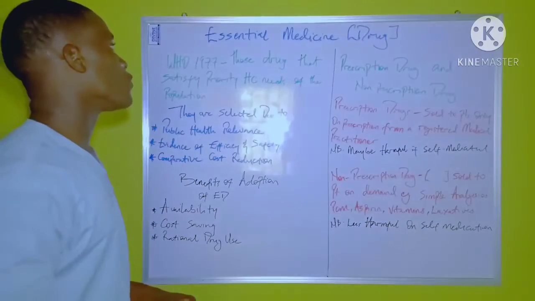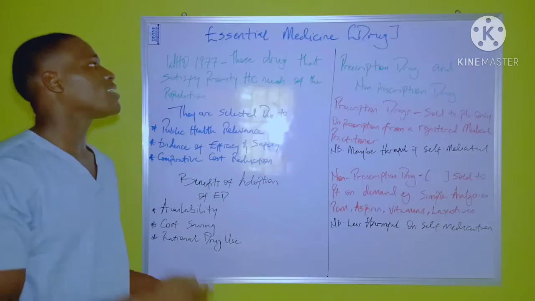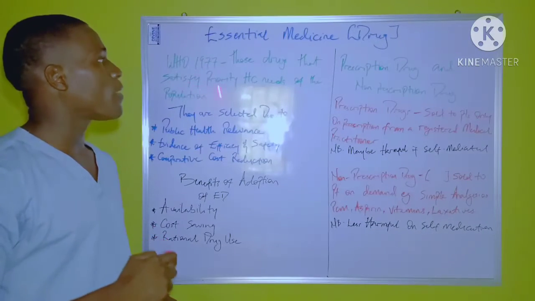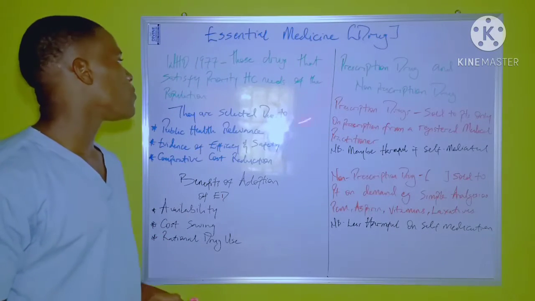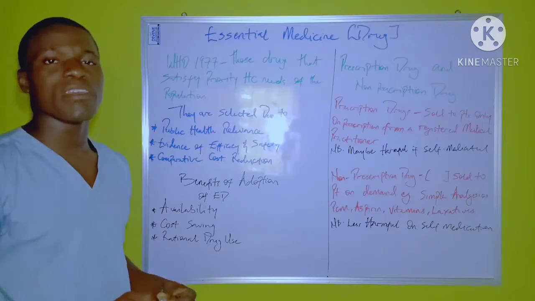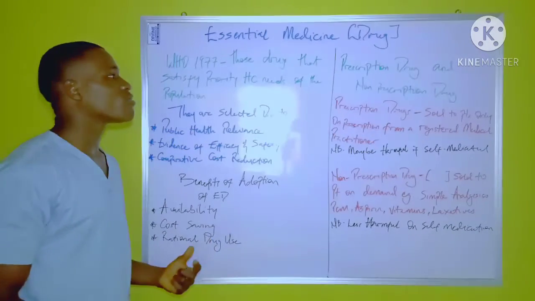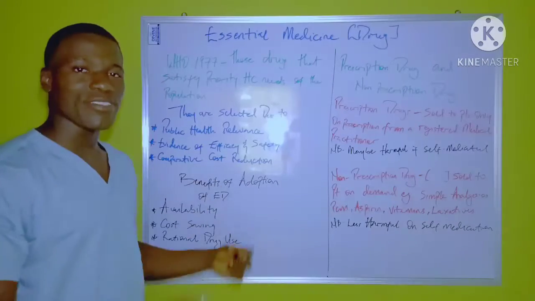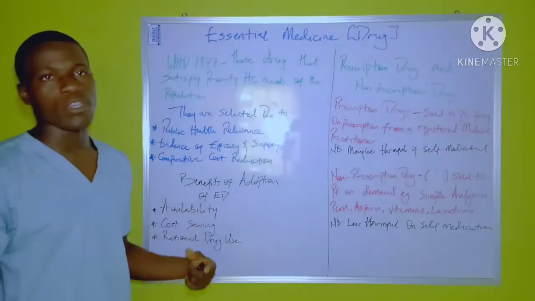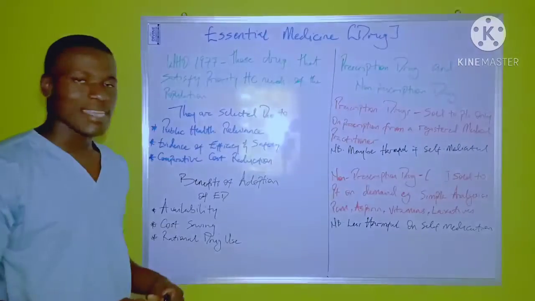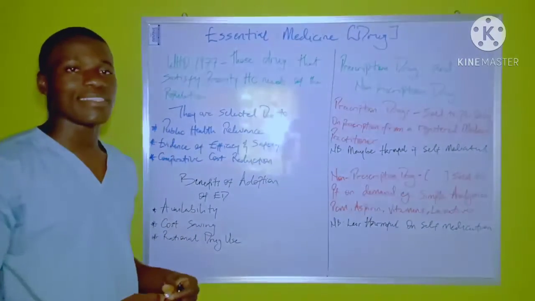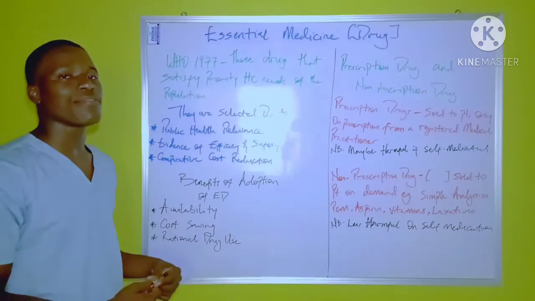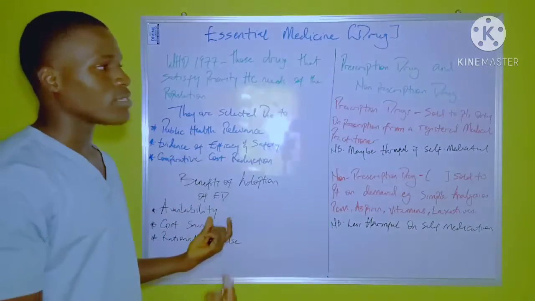According to the definition, essential drugs are those drugs that satisfy the priority health needs of the population. That means these drugs were made available due to their ability to satisfy the healthcare needs of the major population at that time. That's as at 1977, and this list comprised over 385 drugs that were used then.